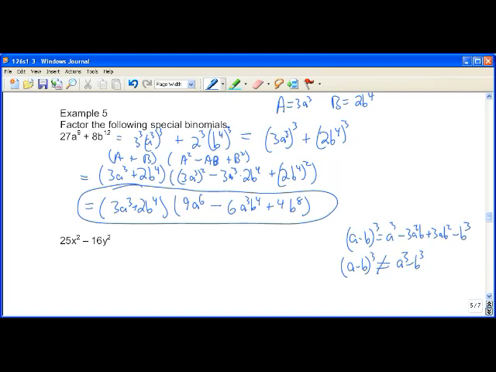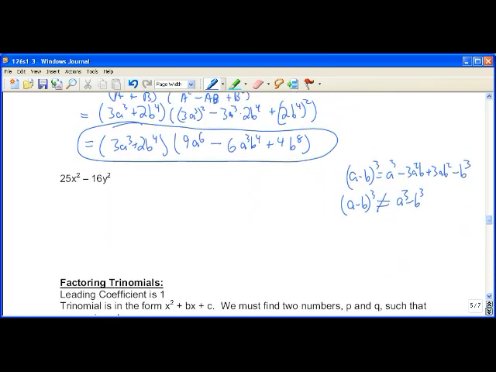Okay, any other questions there before we go on? What's this next one going to be? Is that the difference of 2 squares? Very good, difference of 2 squares.